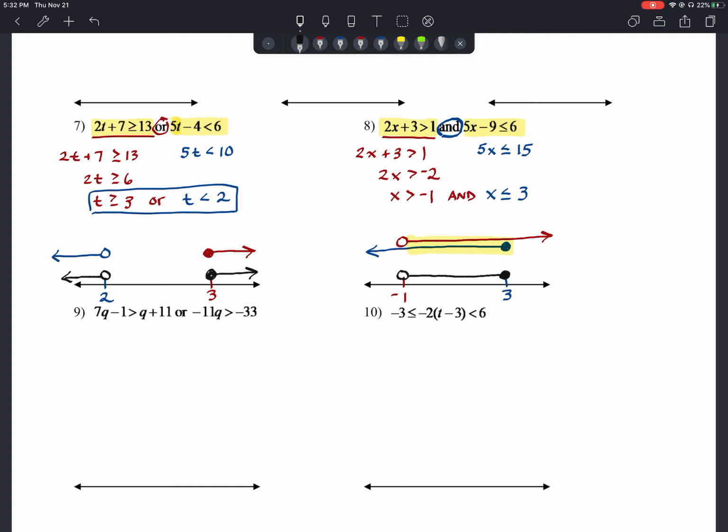If we want to write our answer as a compound inequality, it's going to be negative 1 is less than x, and x is less than or equal to 3. If you got that, you're rocking. Good job.